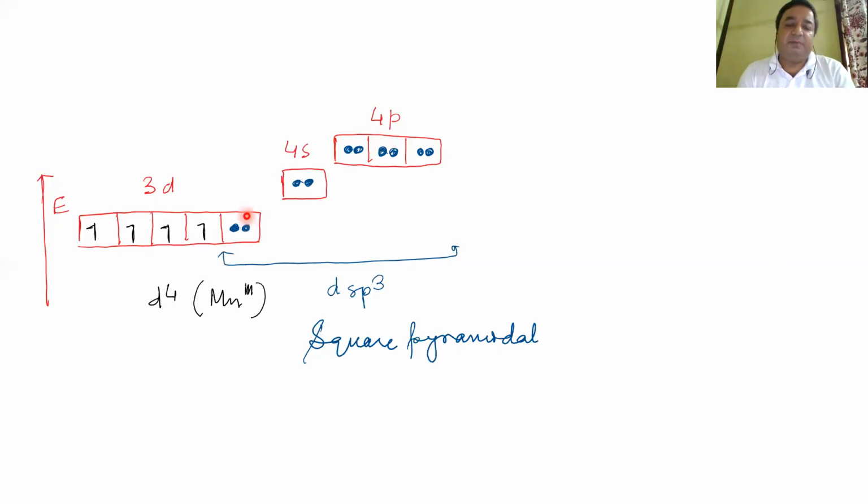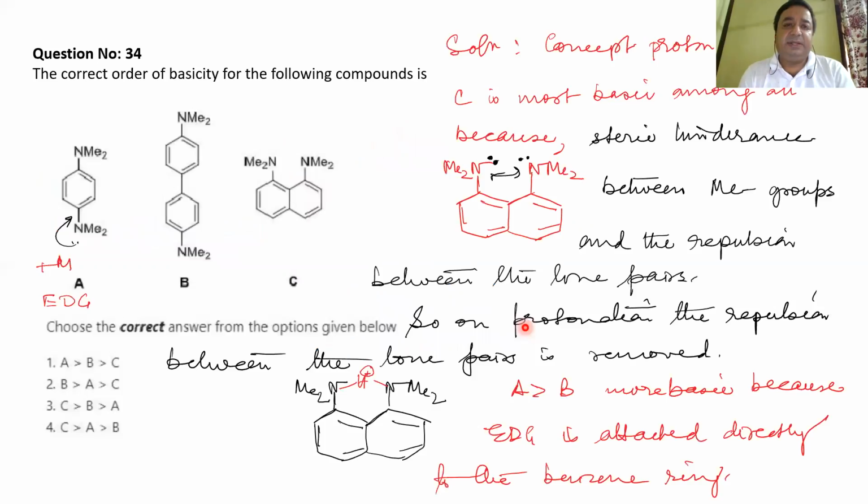So that will give you a combination of d, s, and 3p, that is dsp3, and this is the hybridization for a square pyramidal geometry. I hope that clarifies the question that you had. Now next is question number 34. This is the organic section over here now.